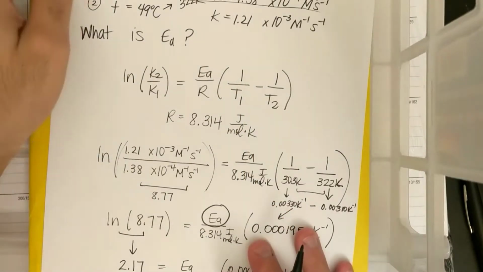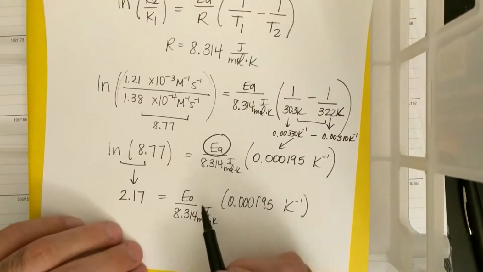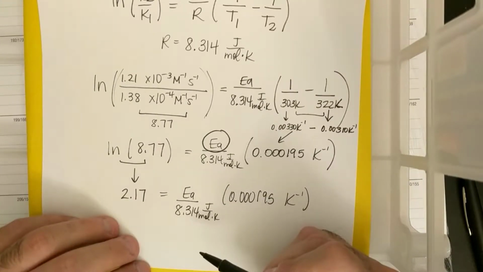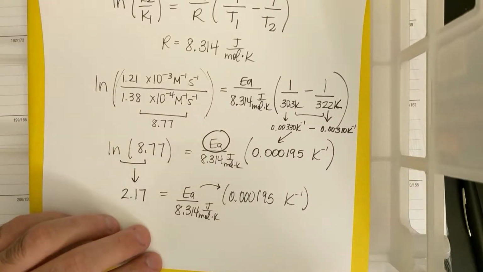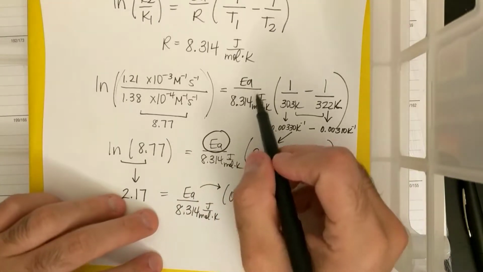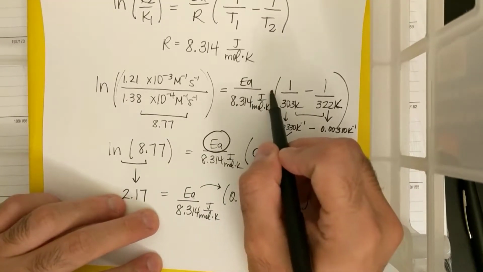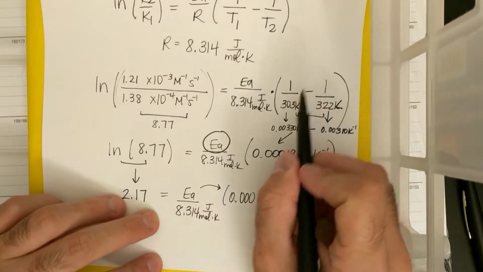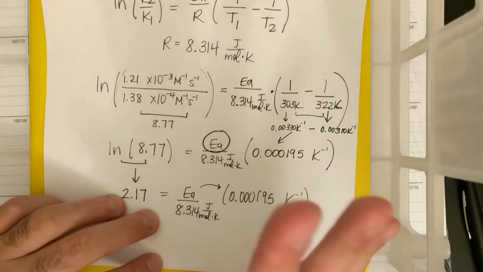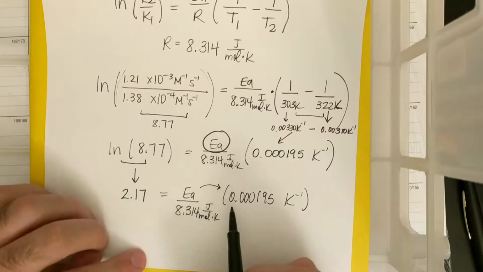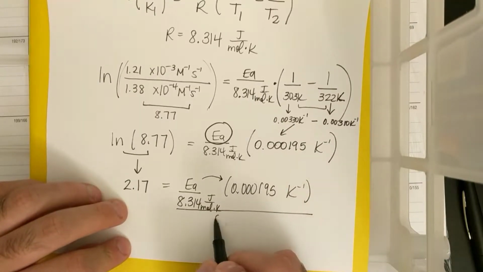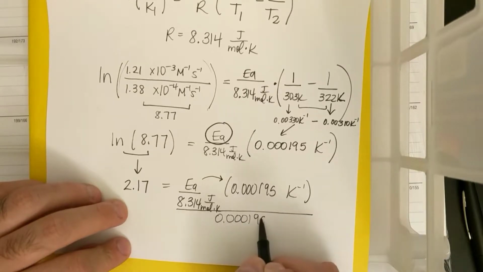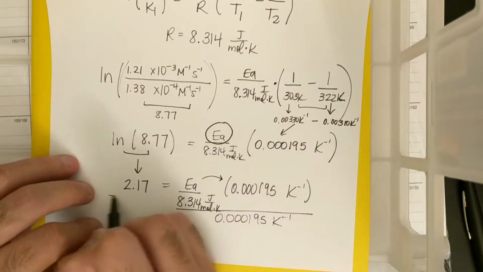Okay, so now I'm trying to isolate this EA. I have EA divided by 8.314, and I have EA being multiplied by this 0.000195 per Kelvin, right? And how did I know that it was being multiplied? Well, I had EA over this, and it was being multiplied times this whole parentheses, and I turned this whole parentheses into just one number instead of it being in fractions. And so now, if I want to isolate EA, I could just divide both sides by 0.000195 per Kelvin.